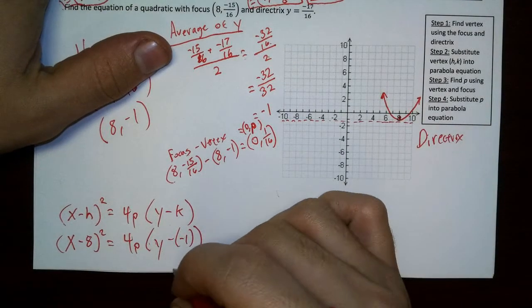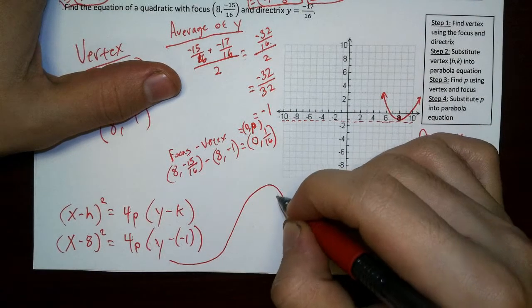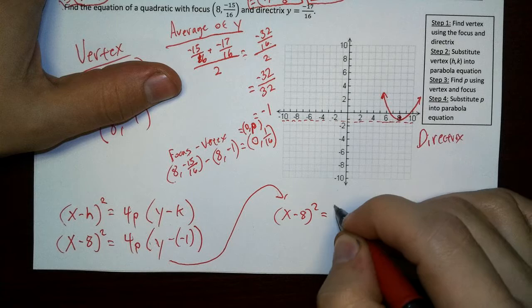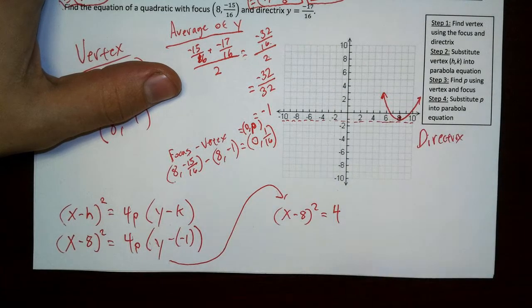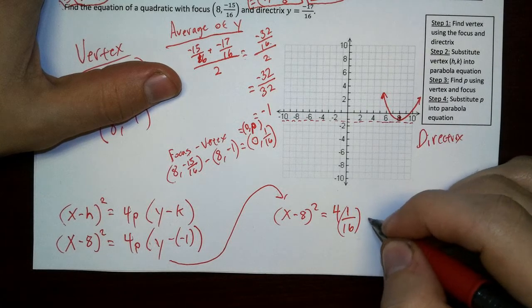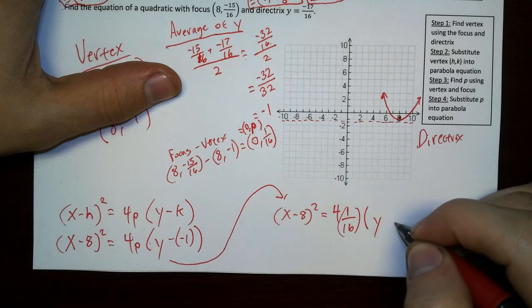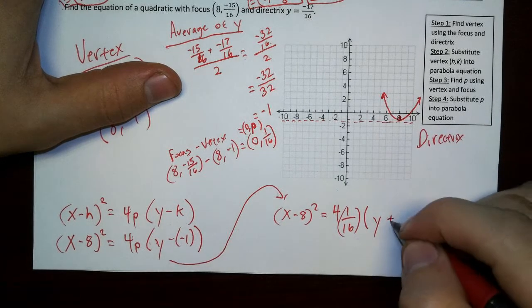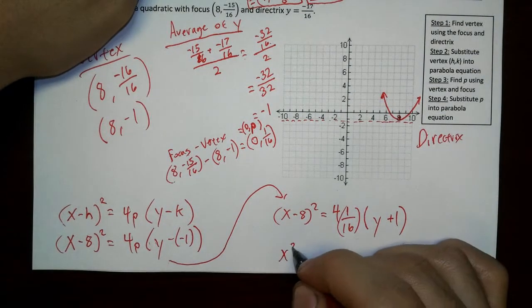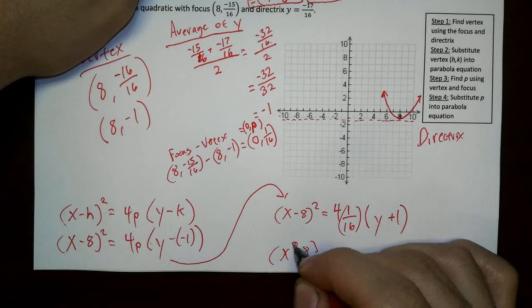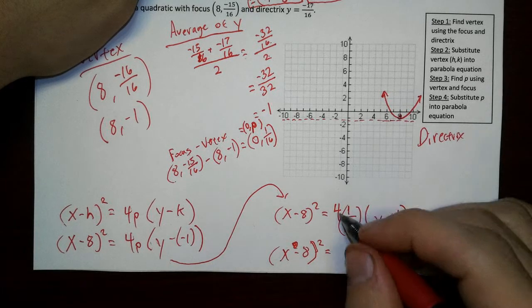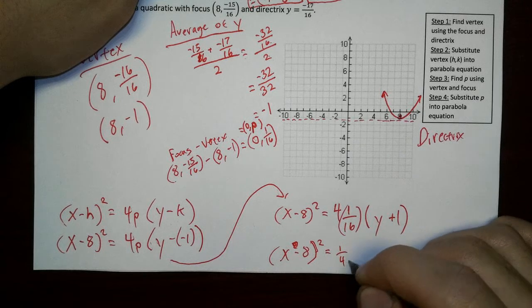All right. So let's go ahead and go over here with this. So we have x minus 8 squared equals 4, and p, we know p, right? P is 1/16. And y minus a negative, plus 1. Alright, let's go ahead and simplify this term right here. So we have x minus 8 squared. Squared's on the outside. Equals 4 divided by 16 is 1/4.